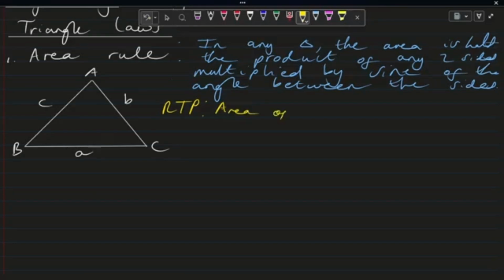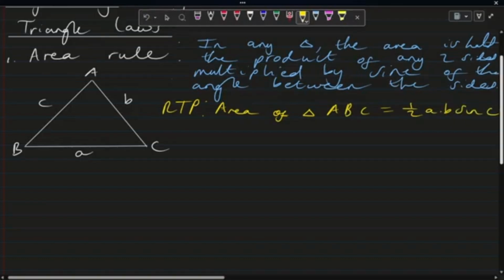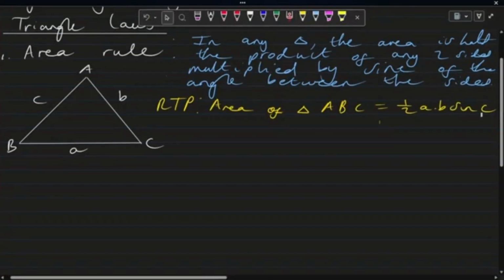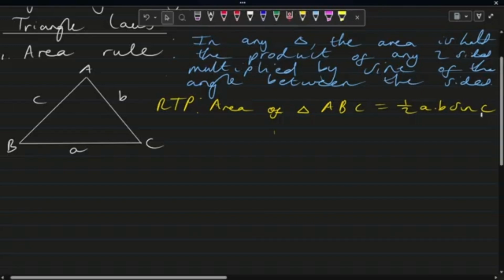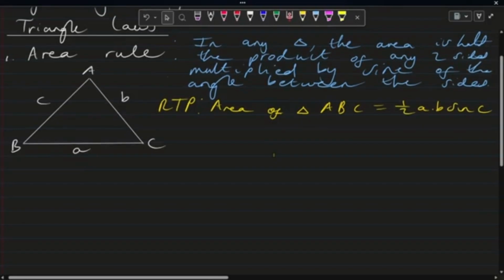This is our objective, required to prove. Now we want to prove that the area of triangle ABC equals half A times B multiplied by sine of C. Okay, so this is what we want to prove.